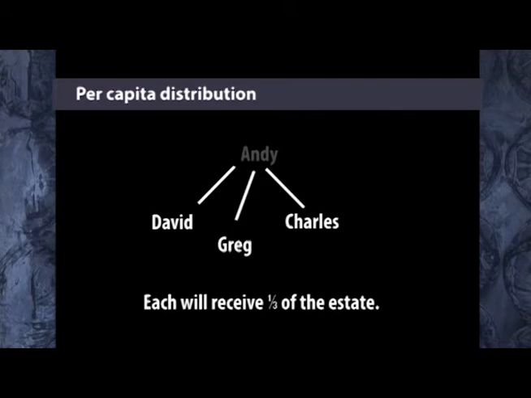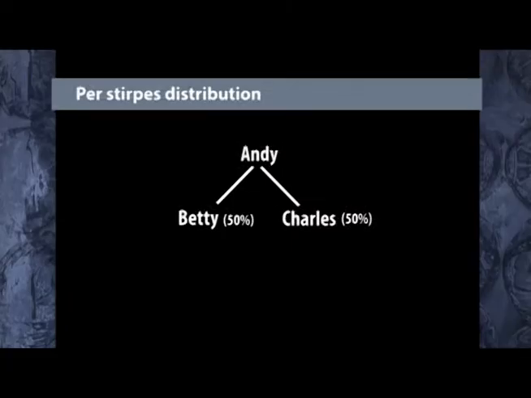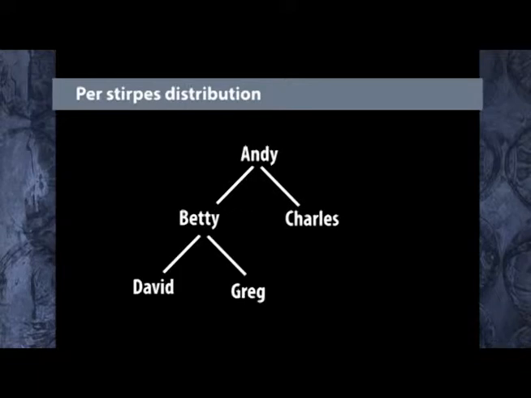Okay. So per stirpes works a little bit differently. It's by the roots of the family tree. And so what we do here is we still have Andy with the two kids, Betty and Charles, and Betty has the two kids, David and Greg, who are Andy's grandsons. And so Betty again predeceases Andy. So when Andy passes away, what we're going to do with his shares is, because he had the two kids and one of the kids is still living, we're going to divide his estate into two halves.